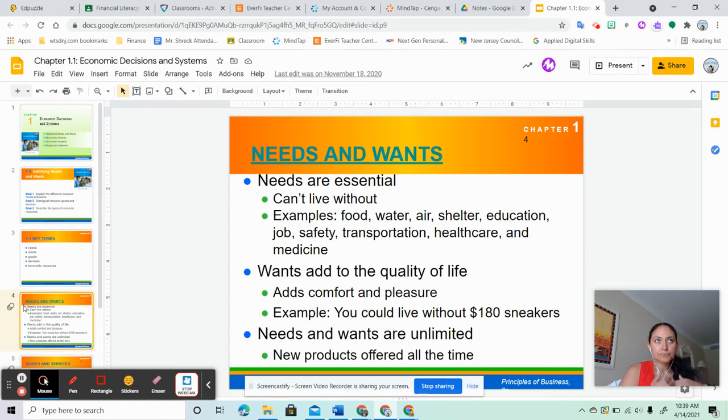Okay, so in our society in the United States, because our needs and wants are unlimited, companies and businesses are able to provide products and innovate different products and services to satisfy our needs and wants. That's why we have competition. That's why we have businesses making profit, because they know people need certain things and people want certain things, and they provide that product or service, and they profit off of that.